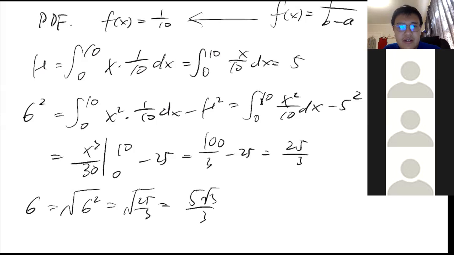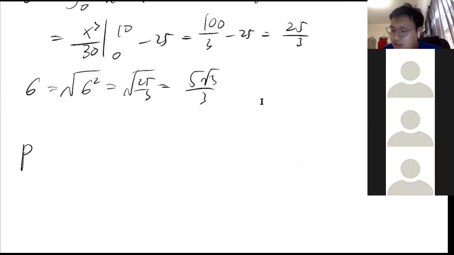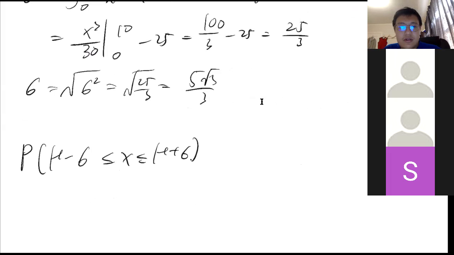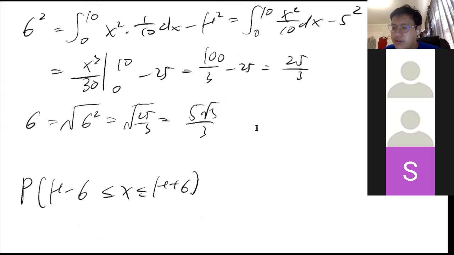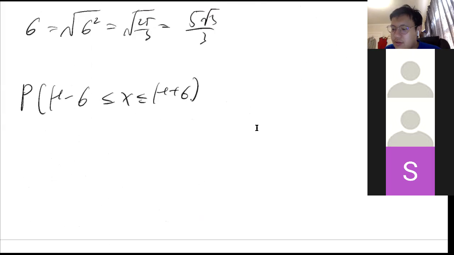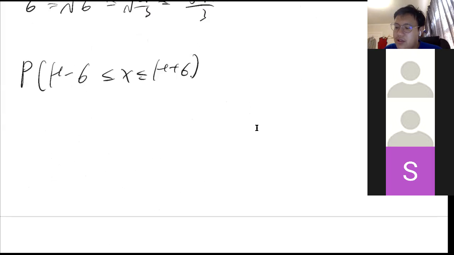So that's exactly the same thing as we did before, but later on we need to find the probability from mu minus sigma up to mu plus sigma. Wait, why is it not, x cubed is not 100? 10 cubed is 1,000 and the denominator is 30, so it will be 100 over 3. Okay, thank you.